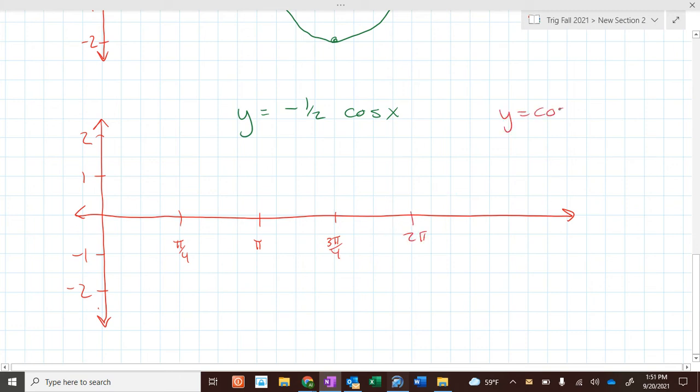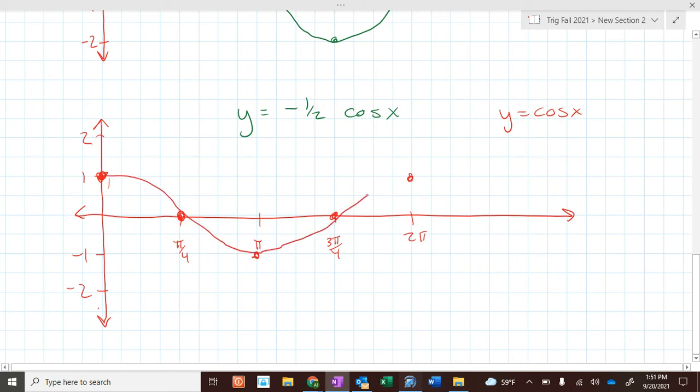So I'm going to graph y equals the cosine of x first. What's the cosine of 0? 1, 0, -1, 0, 1. So the cosine curve... Ooh, that's ugly. But there you go. That's the cosine curve.